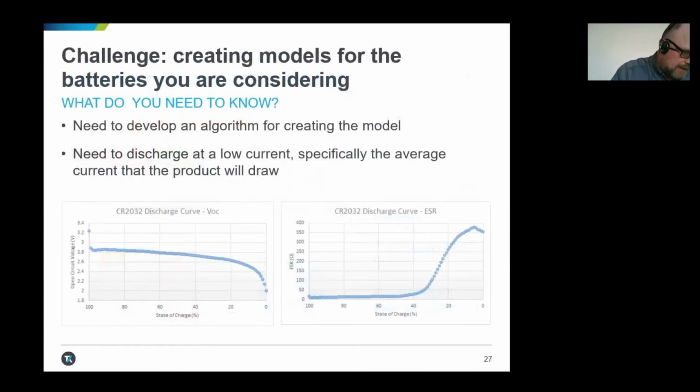So how can you create a model? Well, you need an algorithm, and that algorithm has to monitor battery voltage and compute the battery's internal resistance as the battery discharges. You want to create the discharge plots for your battery similar to the CR2032 coin cell discharge plots you see here. Of most importance, you want the model to be relevant to the product you are designing. Thus, you would like a model that is based on the current that your product will draw from the battery.